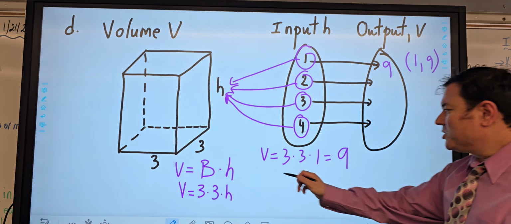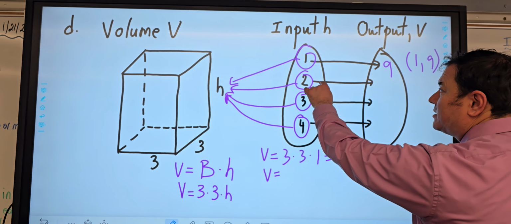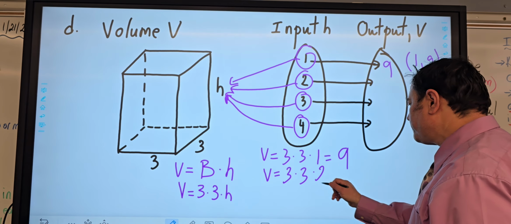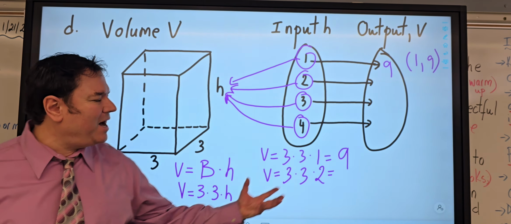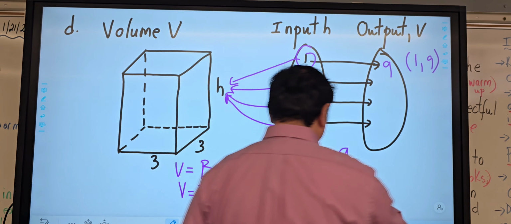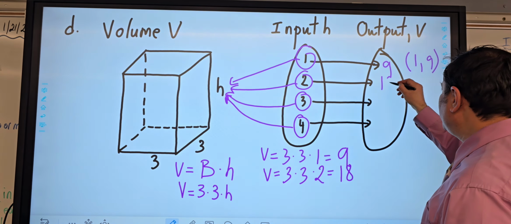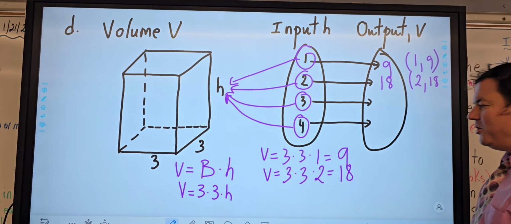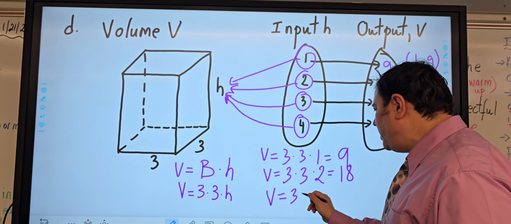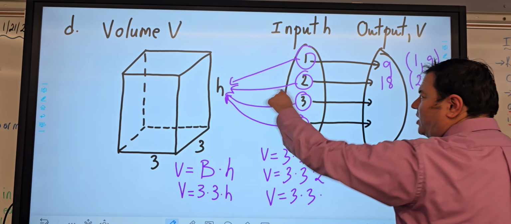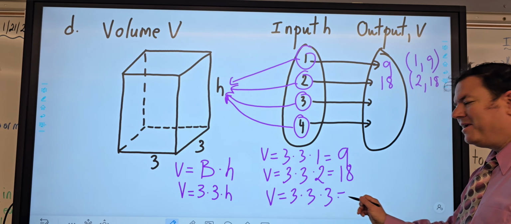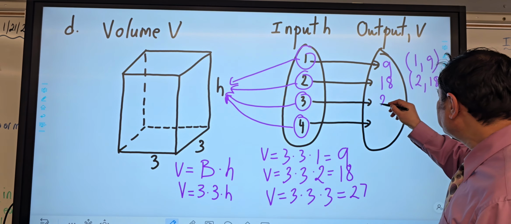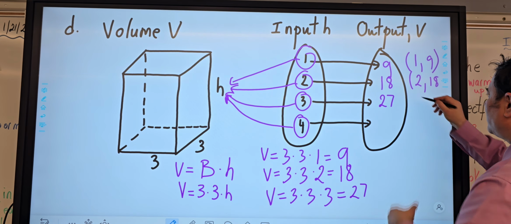And let's continue. So we have v equals, and then now let's substitute 2 for h. So we have 3 times 3 times 2 now. And we know that 3 times 3 is 9. 9 times 2 is 18. So the output is 18 for 2. So we have 2, comma 18. And let's continue. So we have v equals 3 times 3 times, now instead of h we put 3. And 3 times 3 times 3, we get 27, right? So the ordered pair is 3, 27.